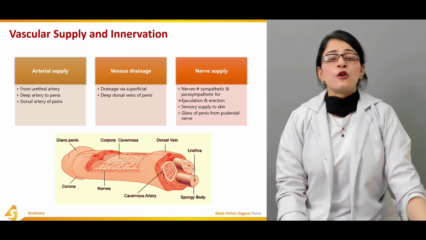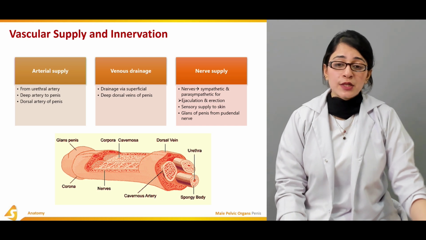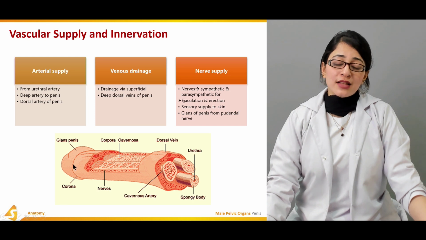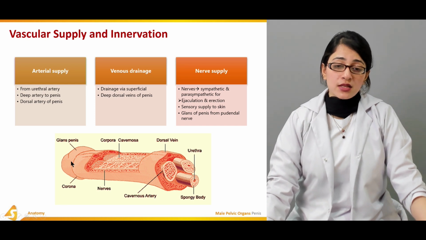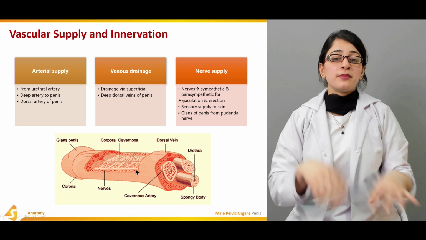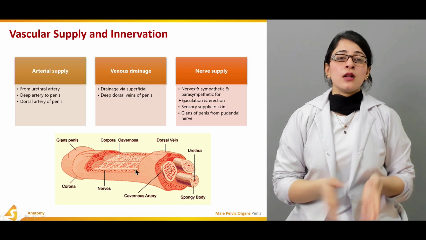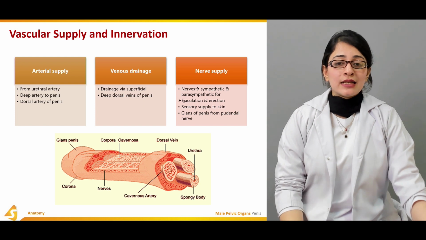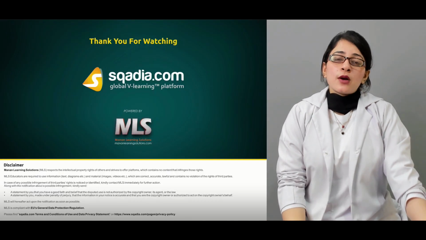Sensory supply to the skin and glans of the penis is from the pudendal nerve. So the glans of the penis is supplied by the pudendal nerve. Otherwise, it is supplied by sympathetic and parasympathetic stimulation for the purpose of ejaculation and erection. So this was about section 5.